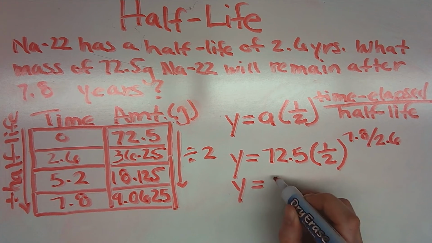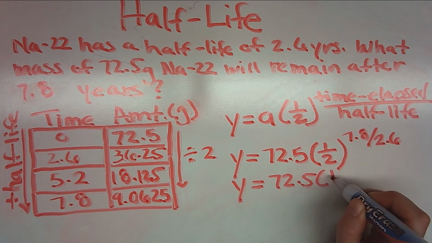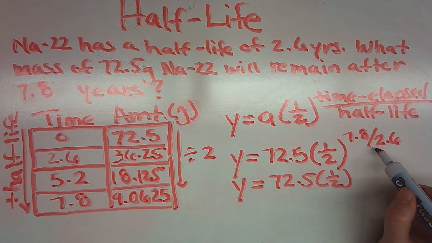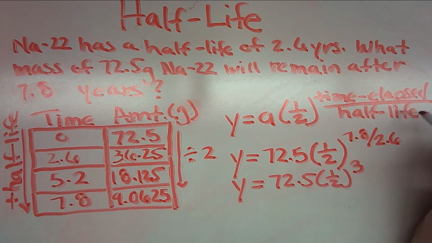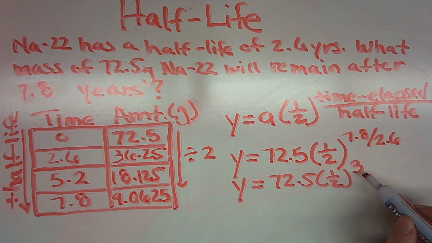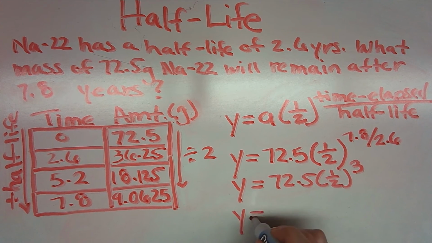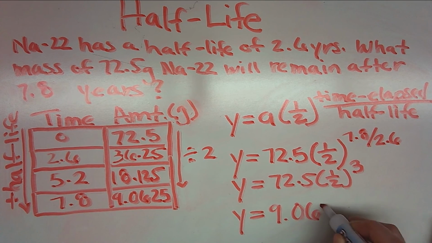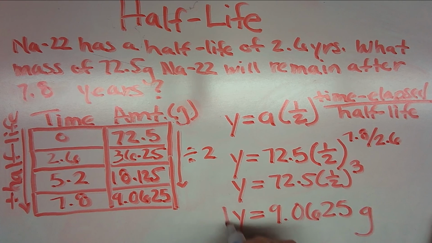Now I'm going to clear this up a little bit, make it a little nicer. So 7.8 divided by 2.6 gives me 3. So now I have the number of half-lives that actually occurred. So now I'll just simply plug this into my calculator. So 72.5 times 1/2 raised to the 3rd power. And I get as my answer 9.0625 grams.